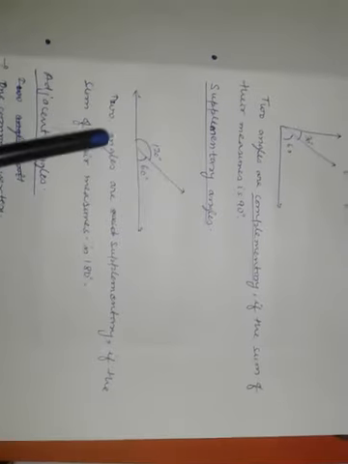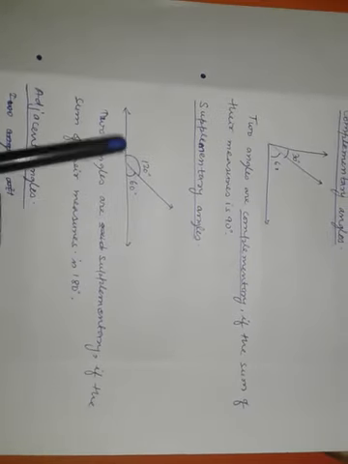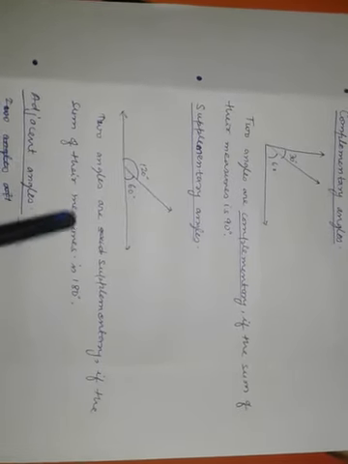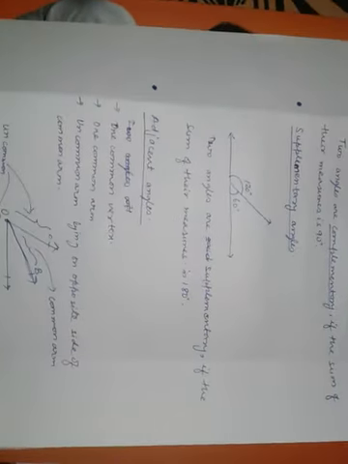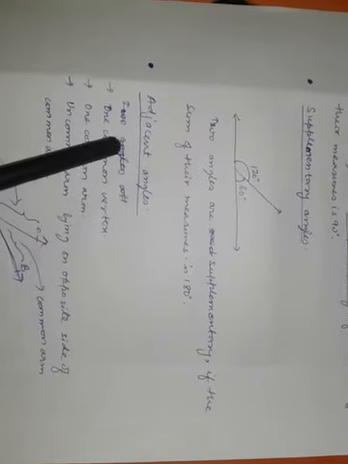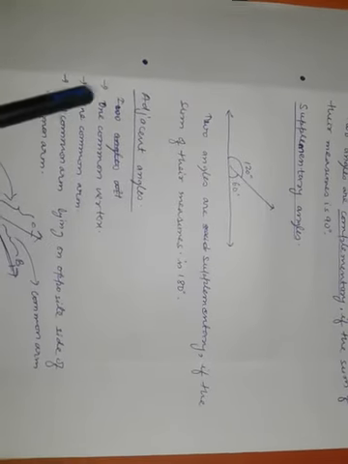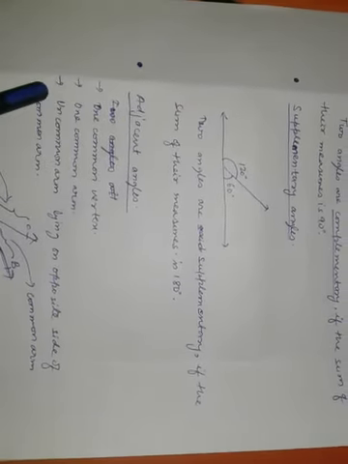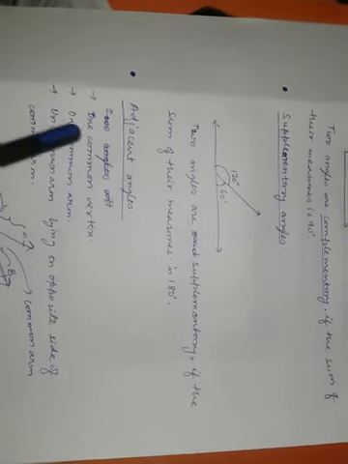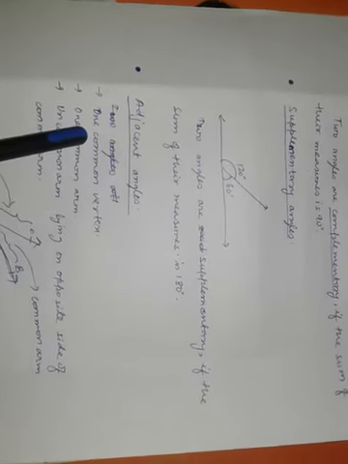Now in supplementary angles, the sum of two angles is 180 degrees. If the sum of two angles is 180 degrees, then they are known as supplementary angles. The second topic is adjacent angles. For adjacent angles, we have to keep 3 points in mind. If we find these 3 points in a pair of angles, then we can say they are adjacent angles. So what are the 3 points?